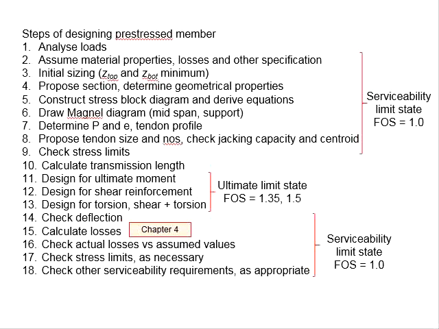If the section fails, you either change the geometrical properties of the section, or change the P and e, or even try to work out some mechanisms to reduce the losses so that the actual losses and the assumed losses do not vary significantly.